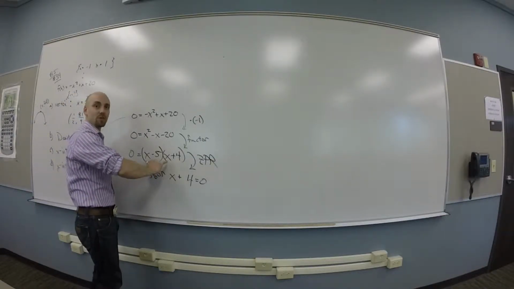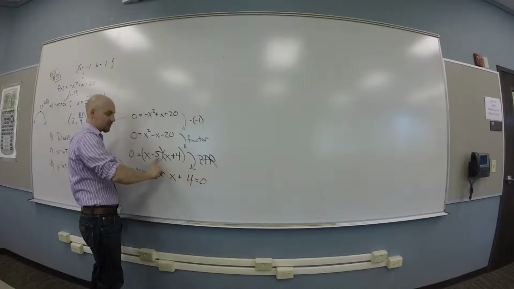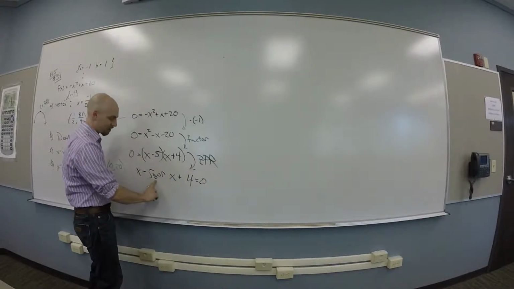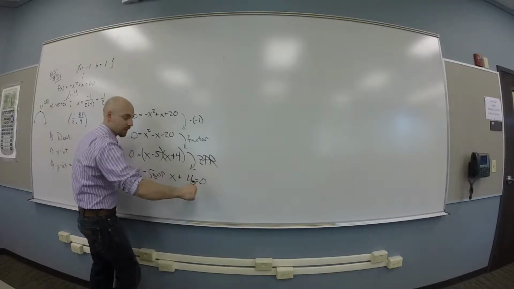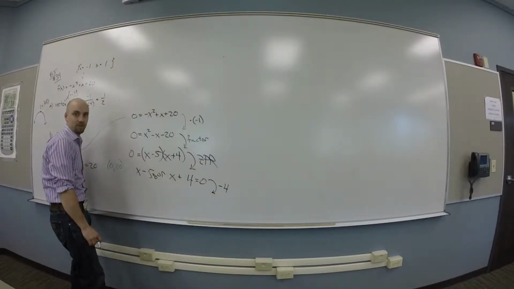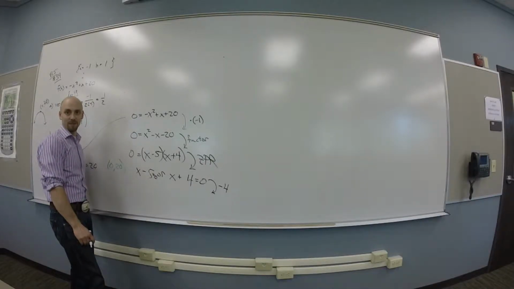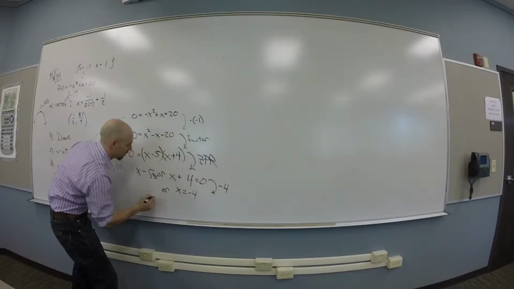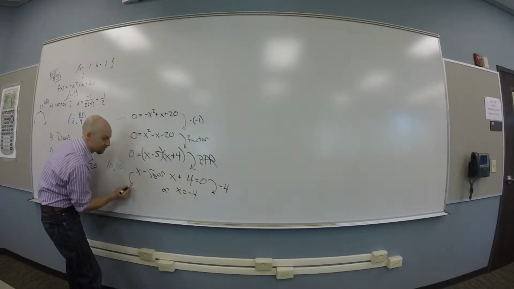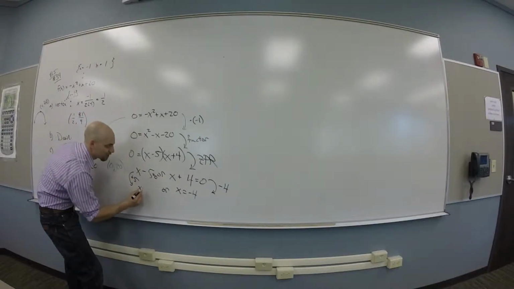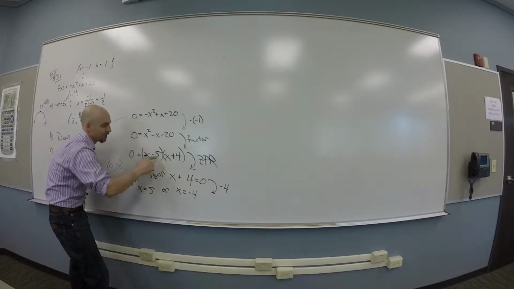So if these two things multiply to 0, then this thing's 0 or that thing's 0, right? So either x minus 5 is 0 or x plus 4 is. Then you need to subtract 4 from this one to get the x by itself, so you'll get x is -4. And on this one you need to add 5. So the signs are always opposite from what appears here.